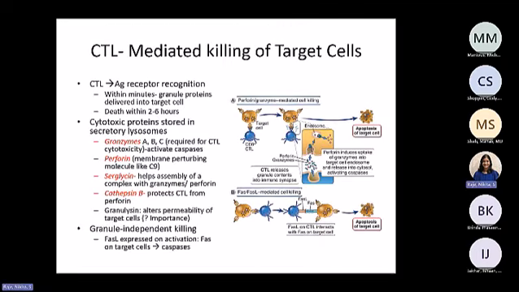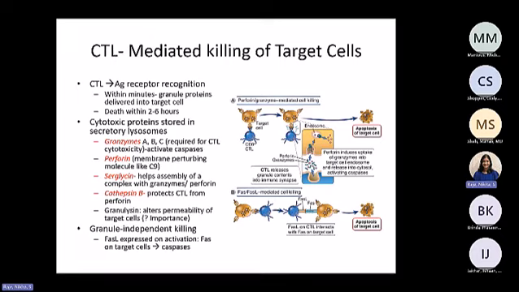So let's talk about how that CTL-mediated killing occurs. The first part of that interaction is the same. There is recognition of the antigen using the antigen receptor, and within minutes, the granule proteins are delivered into that target cell. And then after that interaction, there is detachment of the CTL from the target cell, and then death of the target cell occurs in 2 to 6 hours.